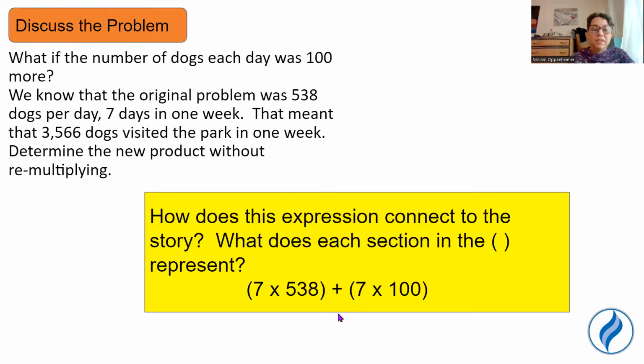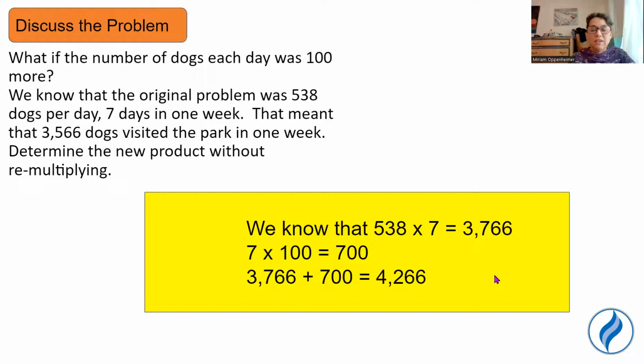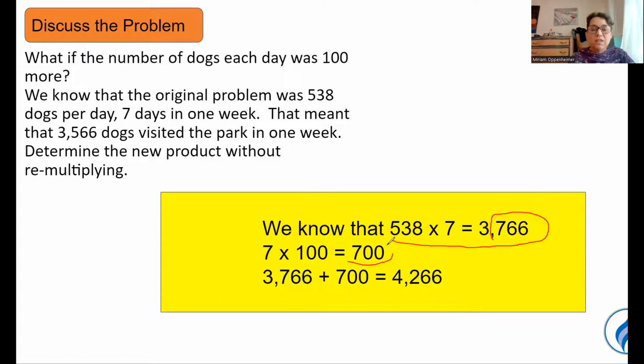Here it is, right? We know that's 538. And then what happened in this question? Here's the original answer. Here's the 700, 7 times 100, because there's 7 days in 1 week, right? And so then we did this, 3,766 plus 700. So I would put it down here, 700 plus, what's 6 plus 0? 6. What's 6 plus 0? 6. What's 7 plus 7? 14.